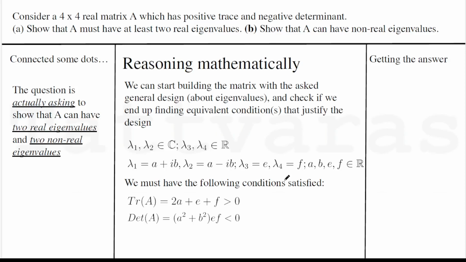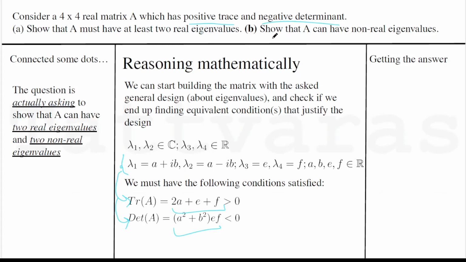Now, with this structure, this is going to be your trace and this is going to be your determinant. That is very easy. That's just addition and multiplication. Now link back to what's given in the original question. You need to have positive trace and negative determinant, which means this expression has to be positive, this has to be negative.